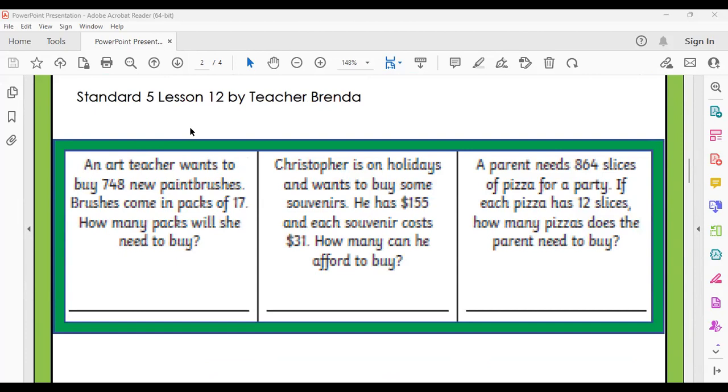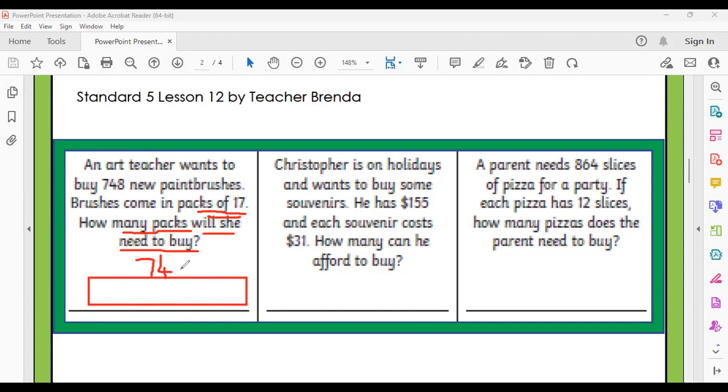An art teacher wants to buy 748 new paintbrushes. Brushes come in packs of 17. How many packs will she need to buy? So, what do we do? We draw. Okay. How many paint brushes does this teacher need?